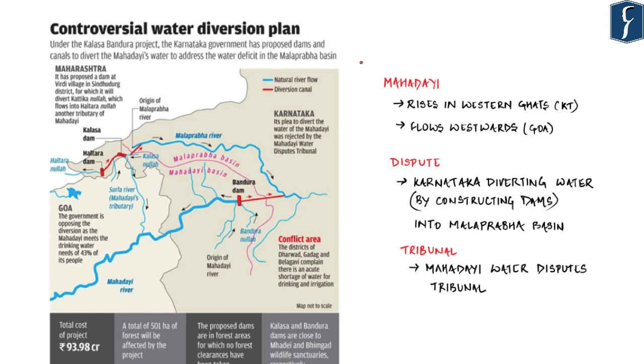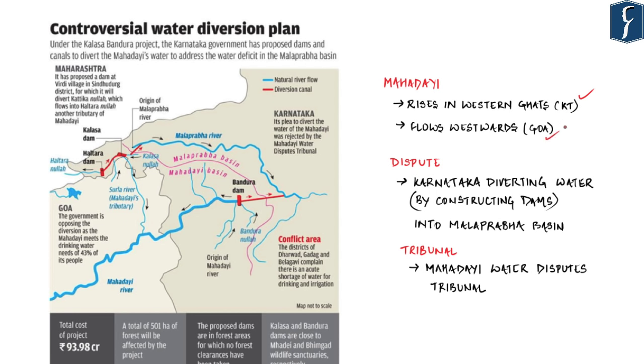The detailed aspects of the Mahadai River Dispute can be found in the PDF attached with the video, but in short we will discuss the main aspects. Now, as far as the river Mahadai is concerned, it rises in the Western Ghats and flows westwards. So the origination of the Mahadai river is in Karnataka and it flows into Goa where it meets the sea.